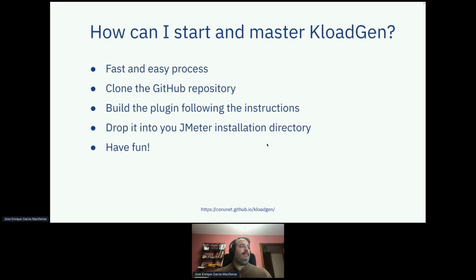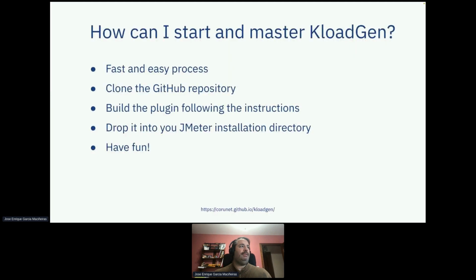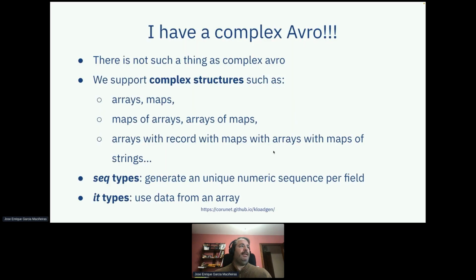What happens if you have a complex Avro? There is no such thing as a complex Avro or Protobuf or JSON Schema. We almost handle all the possible situations. Of course, there are some that maybe are not totally covered, but if you find something that you need to support, just open a ticket so we can work on it. We support complex structures, okay.